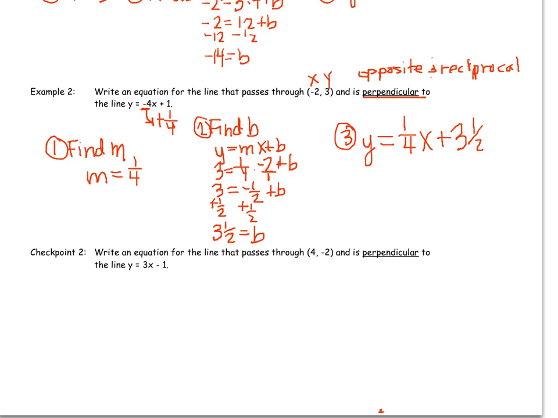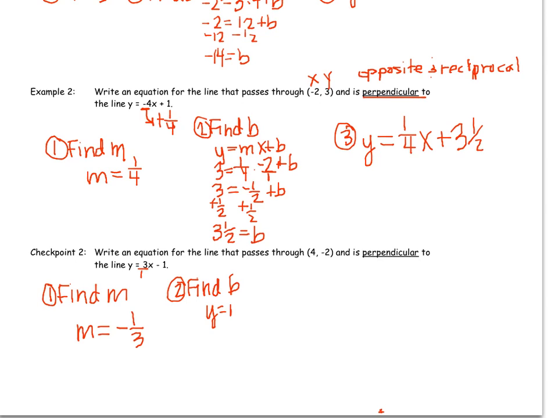Okay, you should have paused this. If you did, first of all, when you find your slope for number 1, you should have found that m equals the opposite, so negative and reciprocal. The reciprocal of 3 over 1 is 1/3. Step 2 is find b.